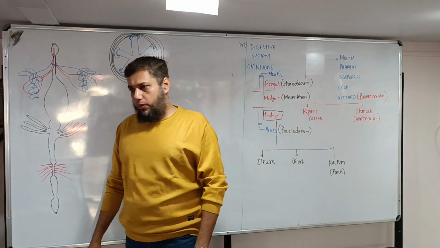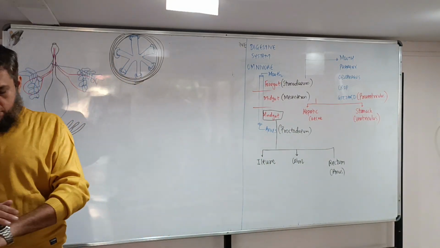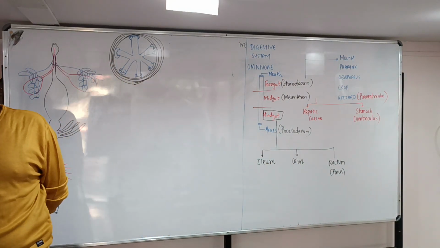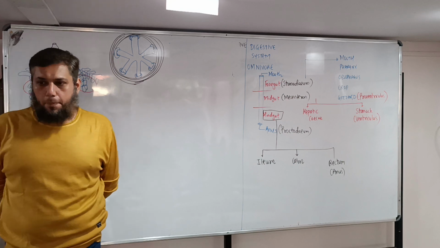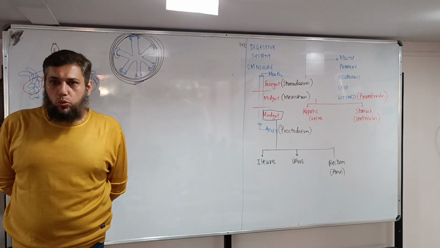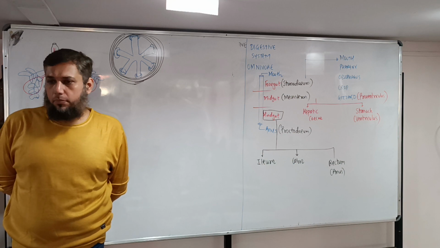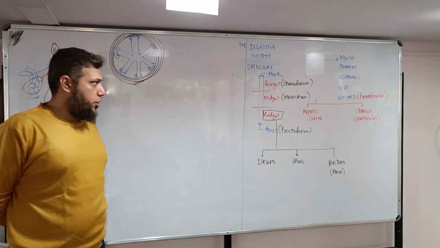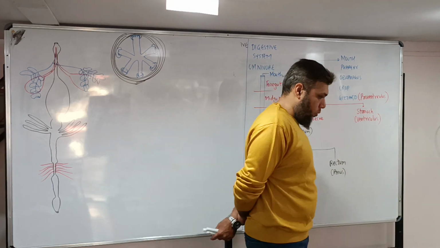So tell me, what are the three parts of the alimentary canal? Foregut, midgut, and the hindgut. The foregut is also called as dash. Stomodeum. The midgut is also known as mesenteron. And the hindgut is also known as proctodeum. Pay attention. मैं कुछ erase नहीं करने वाला, तो अभी लिखने में time मत कर.